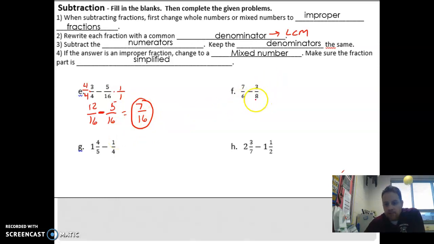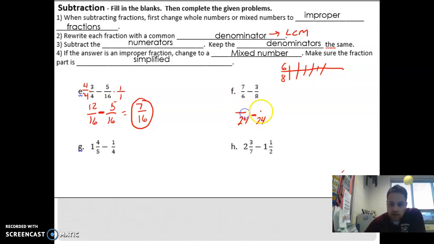Over here we got 6 and 8. Again, I'm going to set up my table if I need to. 6 and 8. I know my facts. I know 6 times 4 is 24, and I know 8 times 3 is 24, so their least common multiple is going to be 24.